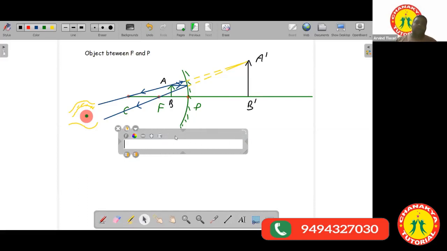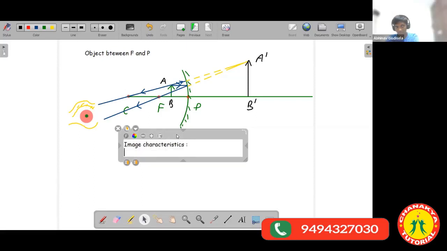So Abhinav, are the light rays actually meeting? No, sir. They appear to meet behind the mirror. Yes, they appear to meet behind the mirror, but they are not actually meeting. Okay. So image characteristics, if we talk of their nature to be real or virtual, what can we say? Virtual and erect.